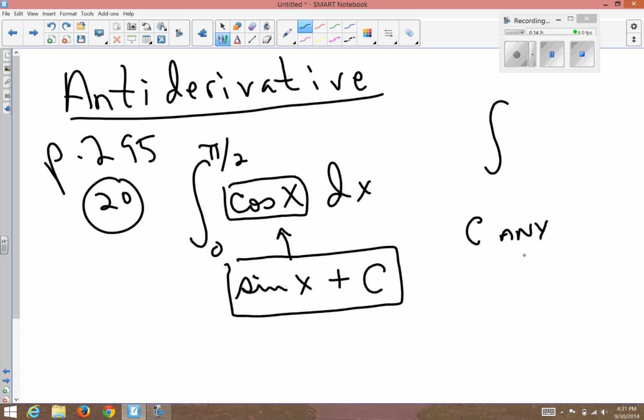It could be 5, it could be pi, it could be 7, any constant, because the derivative of sine x plus any constant is cosine x. For the sake of the exercises we're going to do on page 295, this really can be any constant, but we're going to use 0 every time.